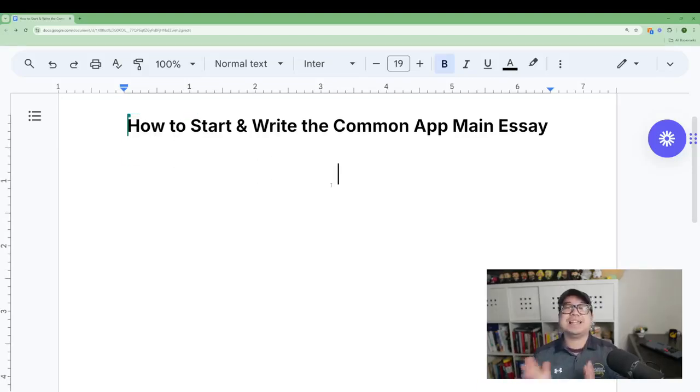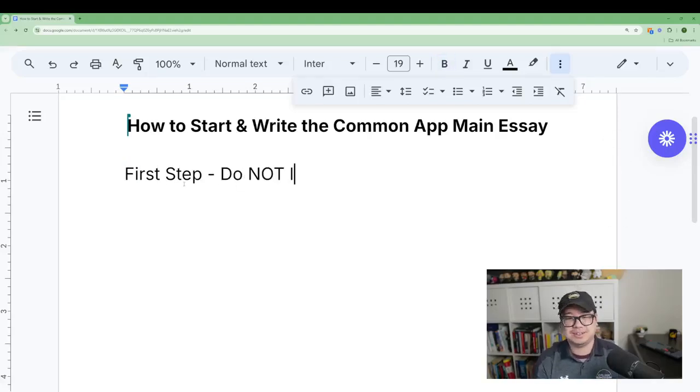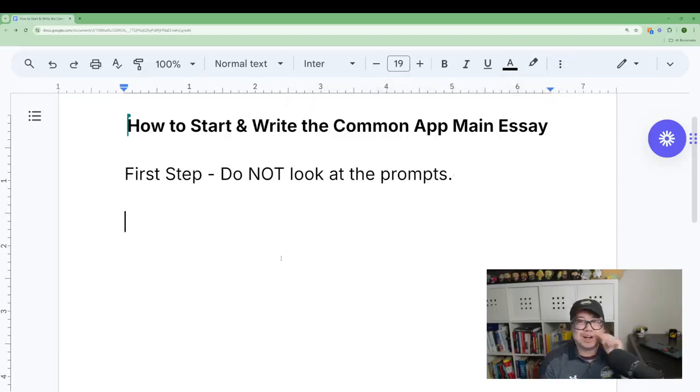Okay, so let's start the entire process. The first step is: do not look at the prompts. This is a big, common mistake that a lot of people make. They go straight to the Common App prompts and think, okay, what prompt should I use? That's not what we recommend, because you might not be able to find the most important prompt that shares who you are.